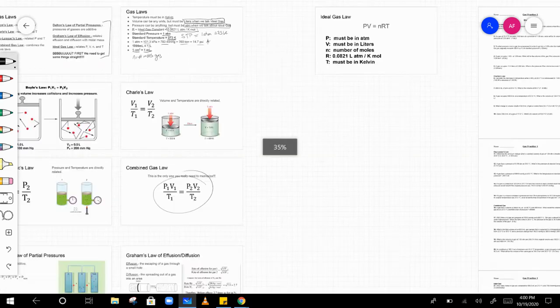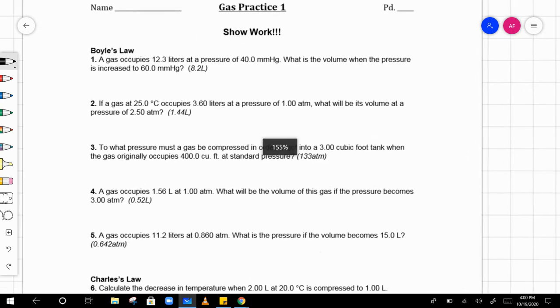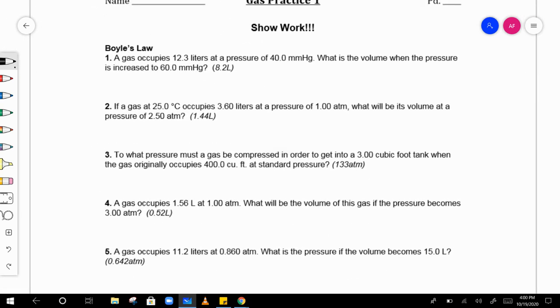So I'm going to go to the worksheet I gave you here. You'll notice that there are some numbers in parentheses here. Those are the answers. I give you the answers just to make this easier on you, so you know if you're doing it correctly. For all of these problems, I always like to write out what we're given and what that means.